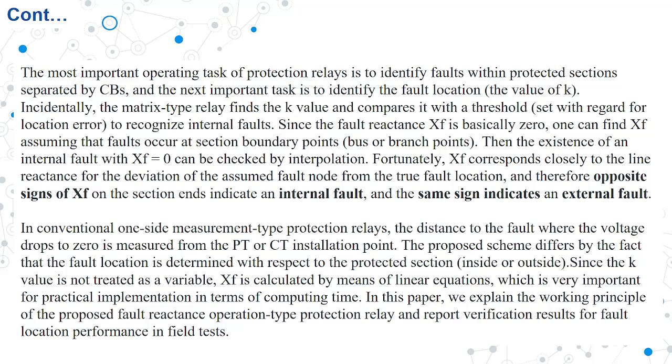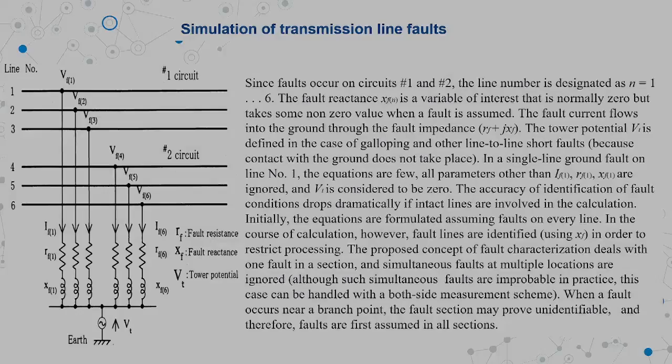The proposed scheme differs in that the fault location is determined with respect to the protected system. Since, as I said before, in matrix type, they treat the K value as a variable and XF is linear. By this means, we can get the XF as a linear equation, which is very important to practical implementation. Otherwise it takes more computing time. So in this paper, we are working to propose a fault reactance operation type relay and the result verification of location performance in a field test.